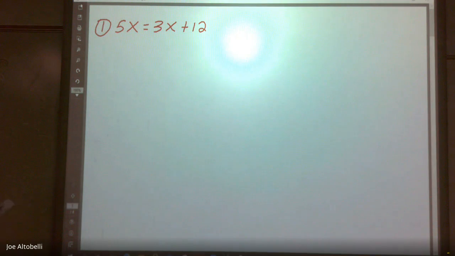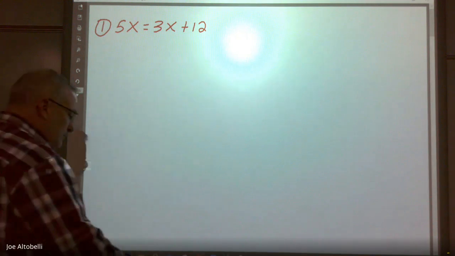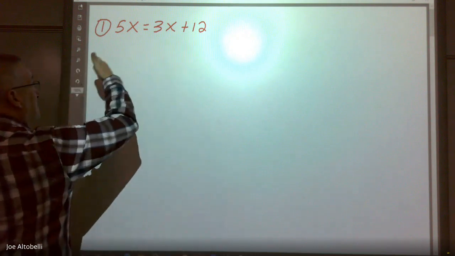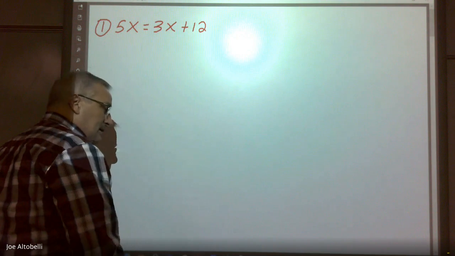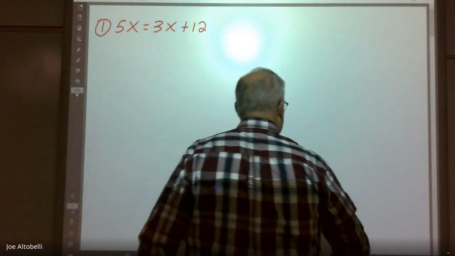So on a separate sheet of paper, you have to work these out, just like I'm doing here. So I have 5x equals 3x plus 12. I have variables on both sides. So you have to remember the steps, the processes.